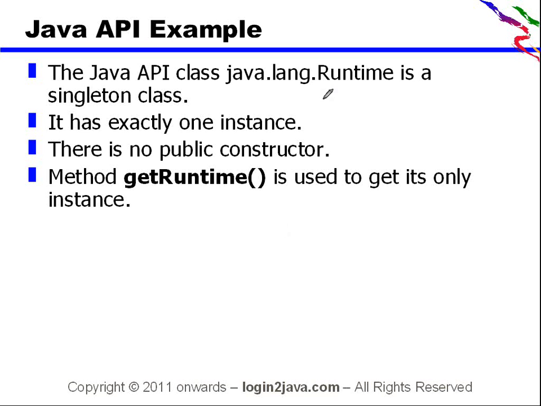So Java API example, as I said, java.lang.Runtime is a singleton class. It has exactly one instance. There is no public constructor of it. You cannot create an instance of Runtime through the new keyword because all the constructors are private. The method getRuntime is used to get its only instance.